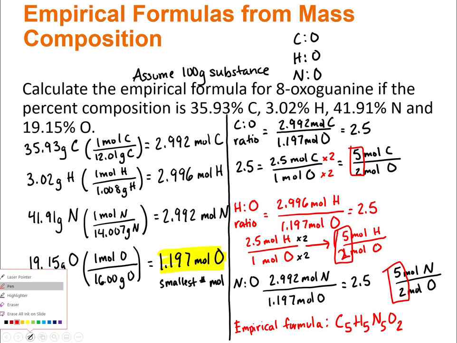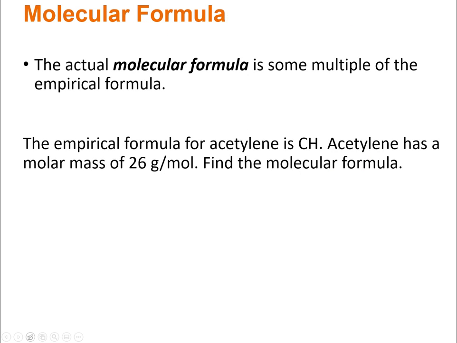So if we're feeling good, we're in a really good place. If you're not feeling good, that's okay. There's still practice. So we talked about the empirical formula. Now we've got to talk about the molecular formula. And that's a multiple of the empirical formula. So if we figured out the empirical formula for acetylene, it's CH. Acetylene has a molar mass of 26 grams per mole. And we're asked to find the molecular formula.